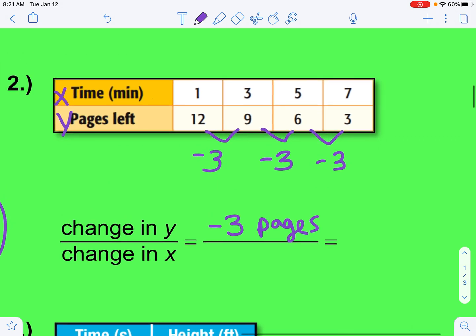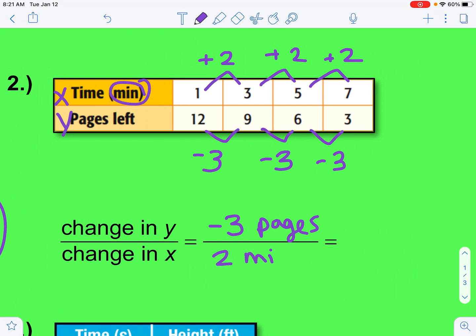Alright, now let's go up and do our change in X. So from 1 to 3, our number's getting bigger, we're adding 2. From 3 to 5, we're also adding 2. And 5 to 7, we're also adding 2. And we're talking about minutes. So our change in X is 2 minutes.